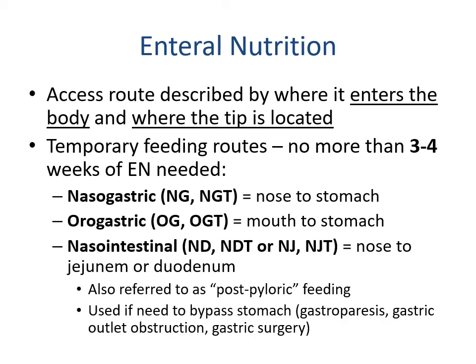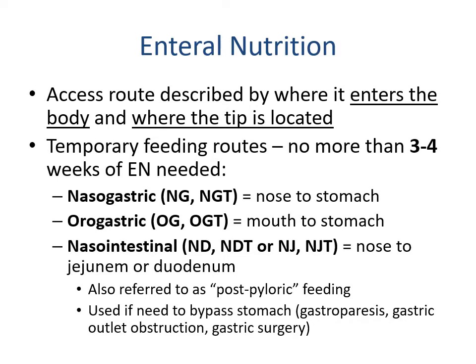So the access and route are described by where it enters the body and where the tip of the tube is located. Now, we talked about how some of these may be temporary, but in the world of enteral nutrition, temporary is somewhere between 3 to 4 weeks at max. So somebody could be on this for an entire month, and they would call that temporary. So our temporary routes for feeding include the nasogastric tube, also referred to in charts as an NG tube or an NGT. This starts in the nose, so it's inserted through the nose, and the tube ends in the stomach.